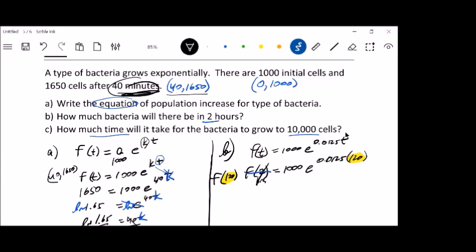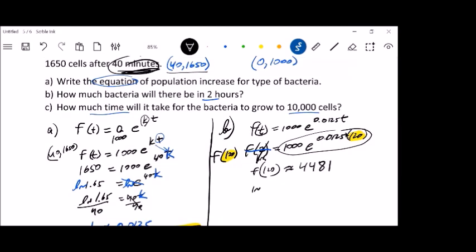But having done that now, we can solve for it. The function in 120 is all of this in the calculator. So you do e to the exponent, all that power, and then multiply by 1,000. That comes to approximately 4,481. So that means that in 2 hours, 4,481 bacteria.